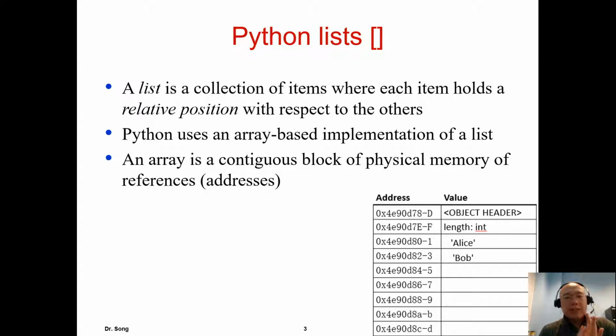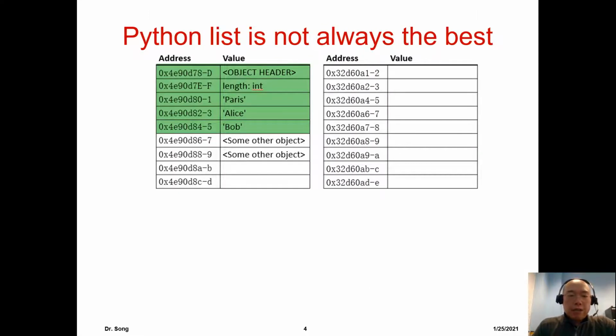Okay, so that's the tricky design about the Python list. I'm not saying it is good or bad, but this is a different design from old school programming languages like C, C++, or Java. Okay, and what's the problem with this array-based design of Python list?